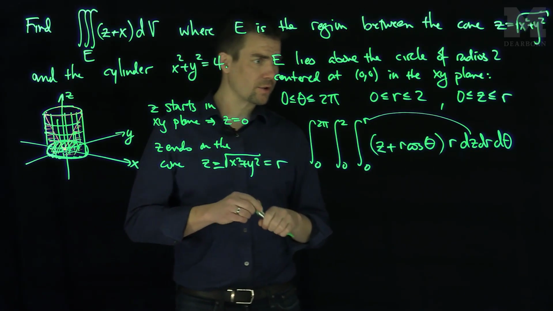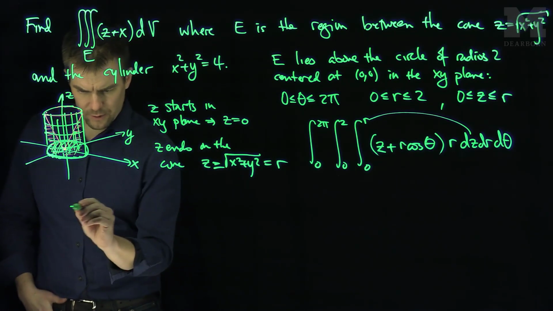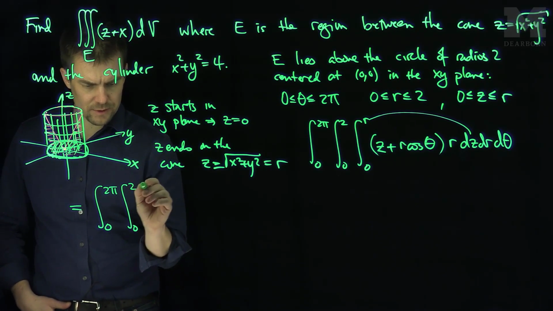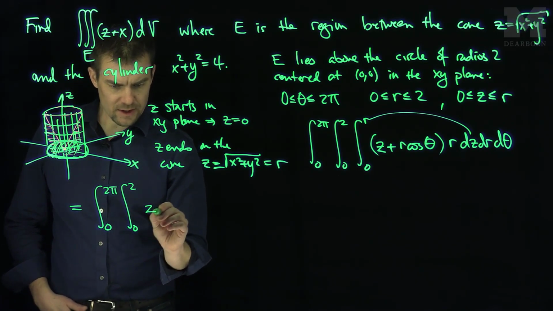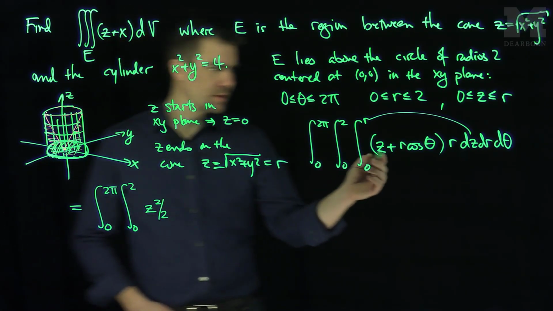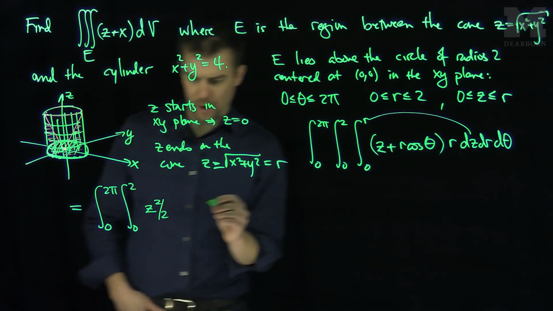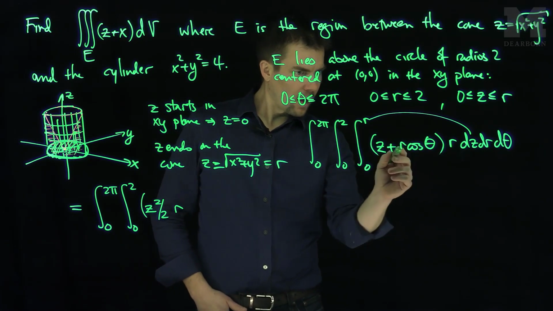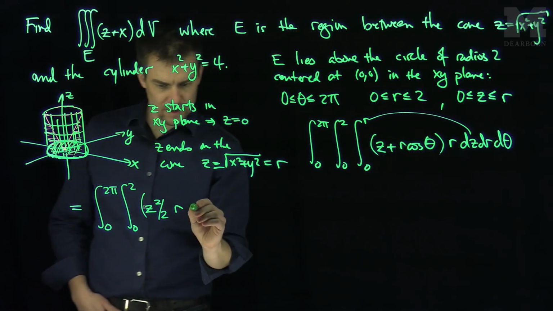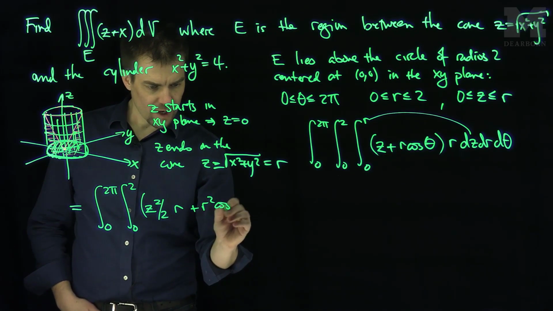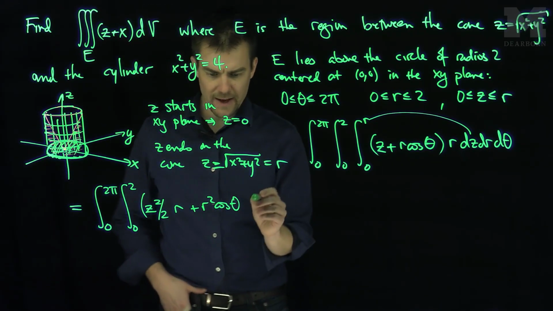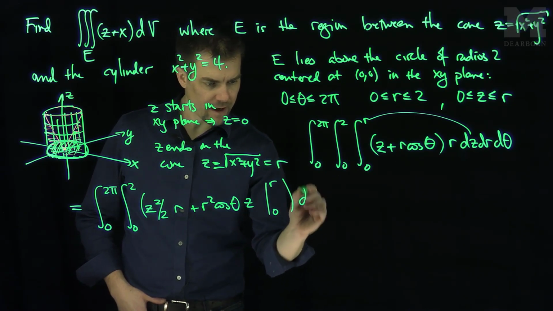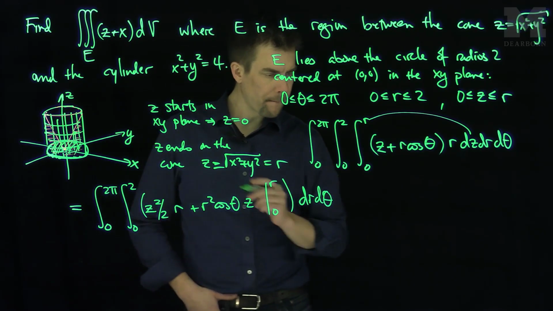And so now let's do the integration. I'm going to do the z integral first. I'm going to have the integral from 0 to 2 pi, the integral from 0 to 2. Then I'm going to have a z squared over 2 for this z integral, and that's multiplied by r, so z squared over 2 times r. And then this r squared cosine theta gets a z, so I have an r squared cosine theta, and that gets a z. And z goes between 0 and r. Then I have a dr d theta.